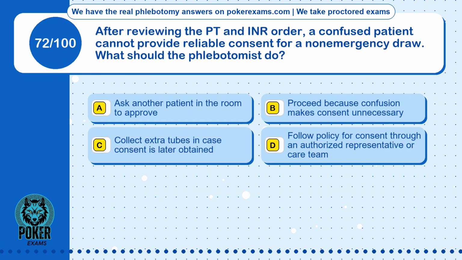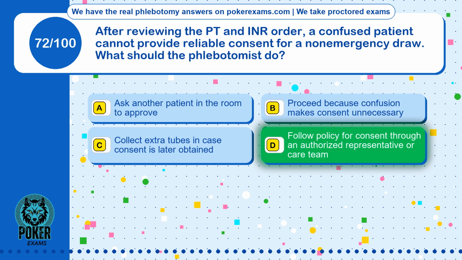Question 72. After reviewing the patient and INR order, a confused patient cannot provide reliable consent for a non-emergency draw. What should the phlebotomist do? Option A, ask another patient in the room to approve. Option B, proceed because confusion makes consent unnecessary. Option C, collect extra tubes in case consent is later obtained. Option D, follow policy for consent through an authorized representative or care team.